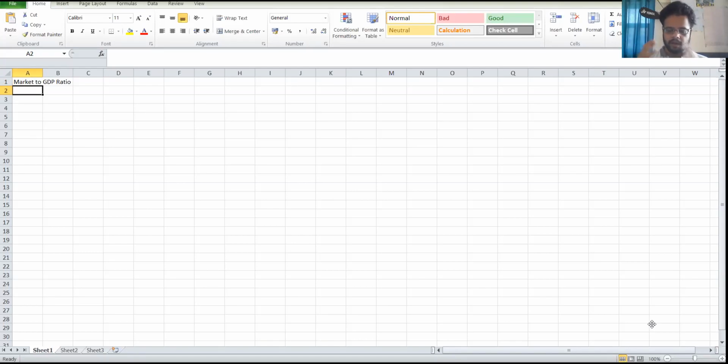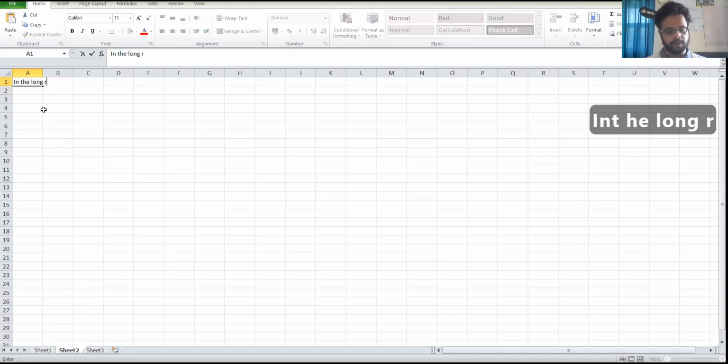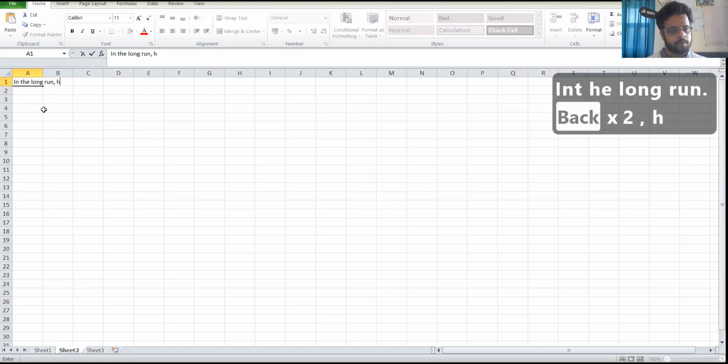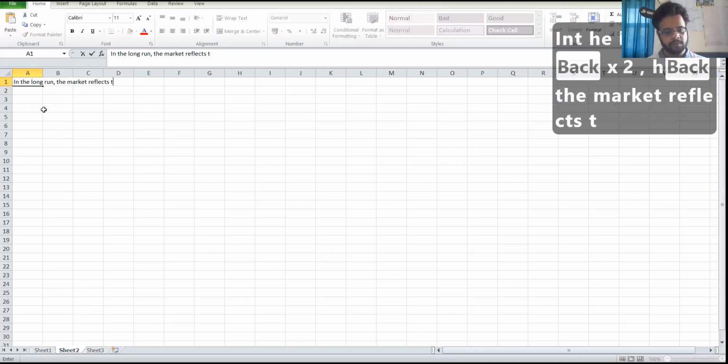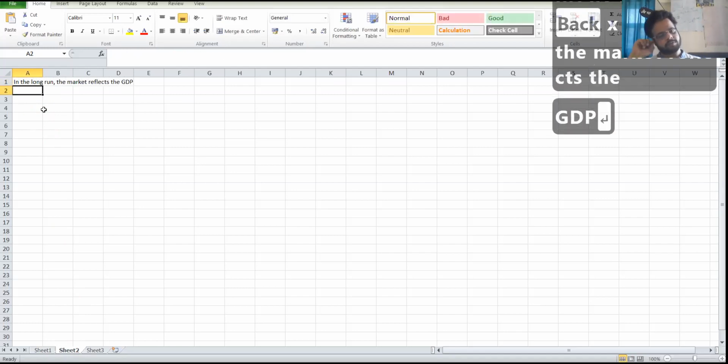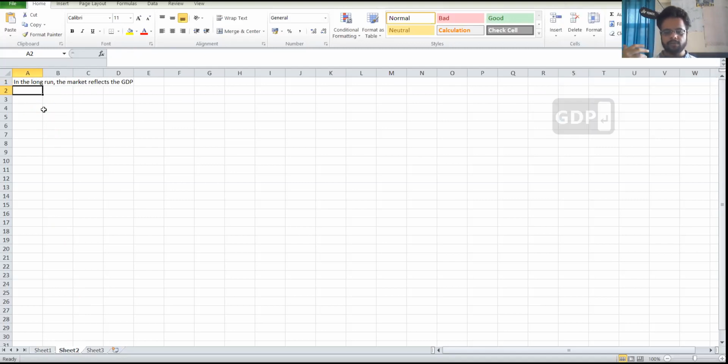Because the assumption behind it is that in the long run, the market reflects the GDP, which is a fair assumption to make: that in the long run, if the country is growing at a certain pace, then the market will also be growing at the same pace.